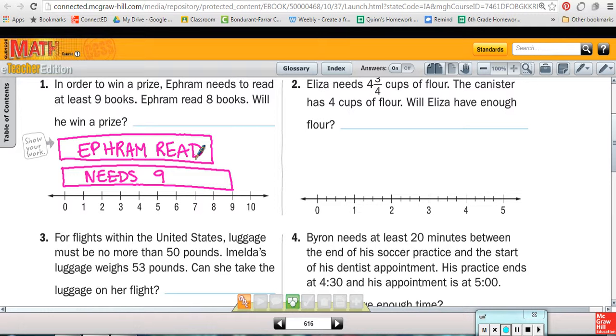So we would say that the number of books he reads has to be greater than or equal to 9. Is 8, which is what Ephraim read, greater than or equal to 9? No. So will he win a prize? No. He will not win a prize.